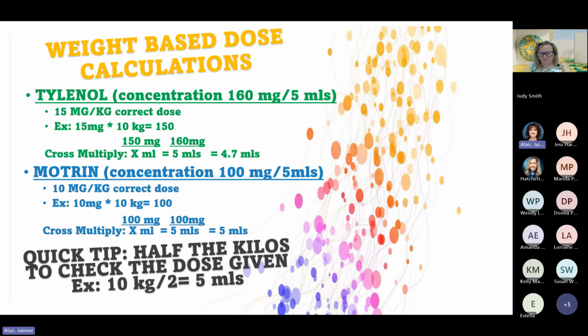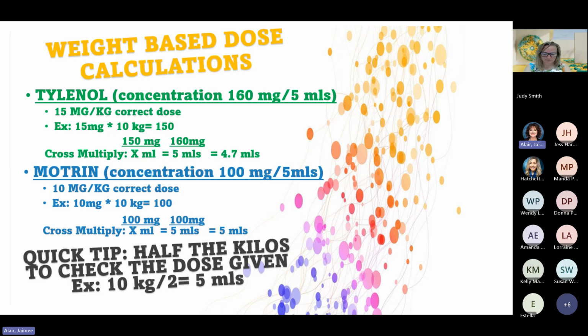Tylenol and Motrin are two of the most important concentrations that we give out in the ER. A super quick tip is whatever your kilos are, if you halve that, that will be the dose in mils you'll be giving to the child. So if the kid is 10 kilograms, if you divide that by 2, you'll be giving 5 mils.